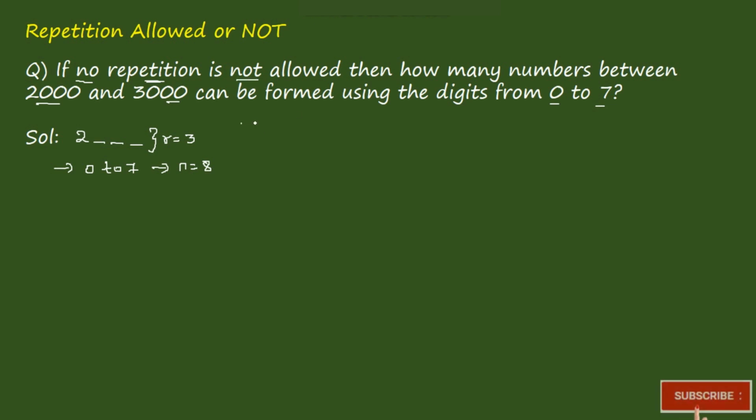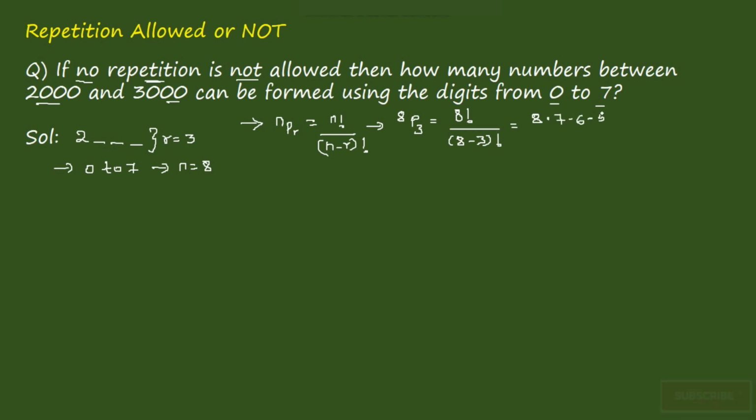So we have to use the general permutation formula, nPr, which is equal to n factorial by (n minus r) factorial. Here it becomes 8P3, which is equal to 8 factorial by (8 minus 3) factorial, which is equal to 8 into 7 into 6 into 5 factorial by 5 factorial. These two get cancelled, which is equal to 8 times 7 is 56, into 6, it becomes 336. That is the answer, with repetitions not allowed.